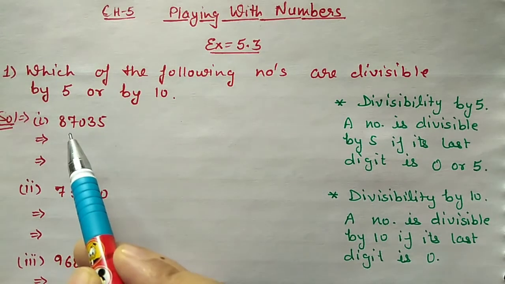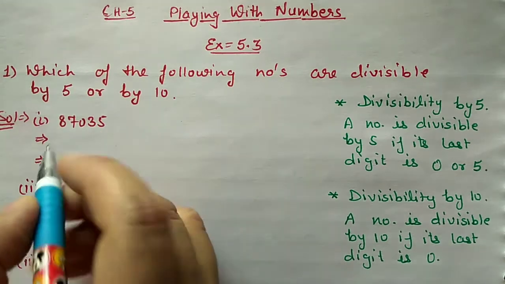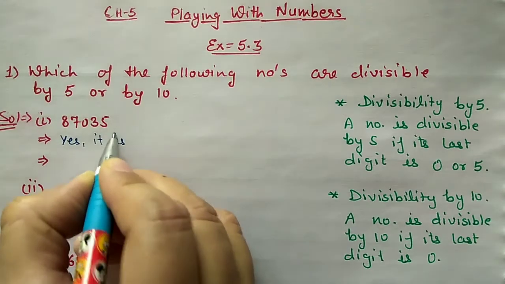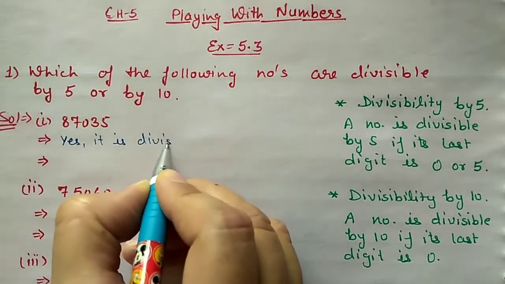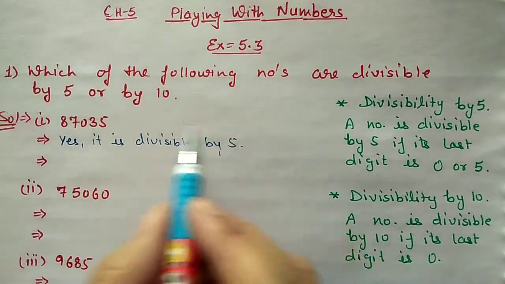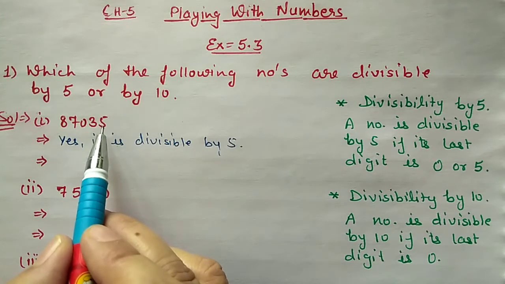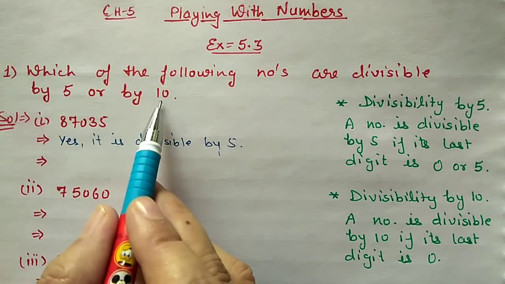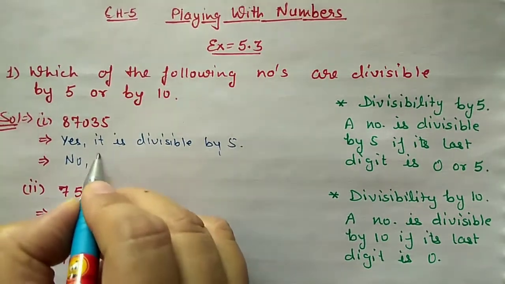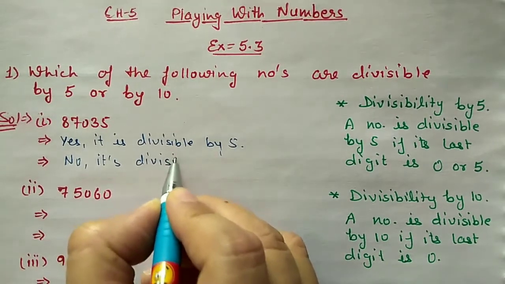First number, 87035. As you can see, the last digit is 5, so we can say yes, it is divisible by 5. You can write the reason: because the last digit is 5. Then, since the last digit is 5, it is not divisible by 10, it is divisible by only 5. No, it's not divisible by 10 because the last digit is not 0.